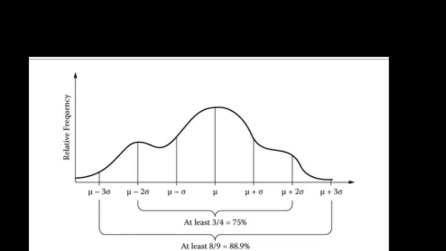Okay, here is a graph showing Chebyshev's rule. So here you can see the shape of the distribution. It's not a bell shape, but we can see that approximately 75% of the distribution is within 2 standard deviations and approximately 90% of the distribution within 3 standard deviations.